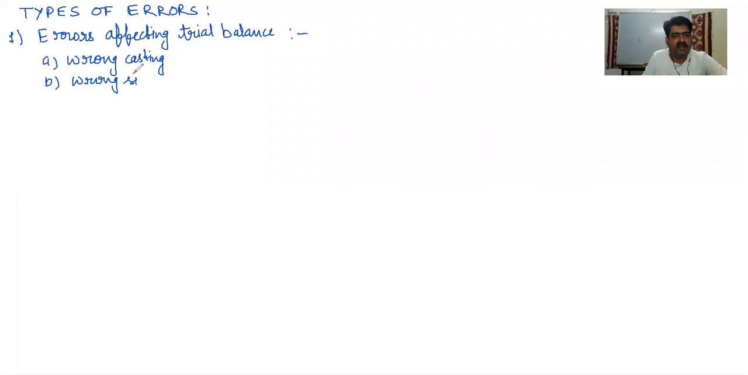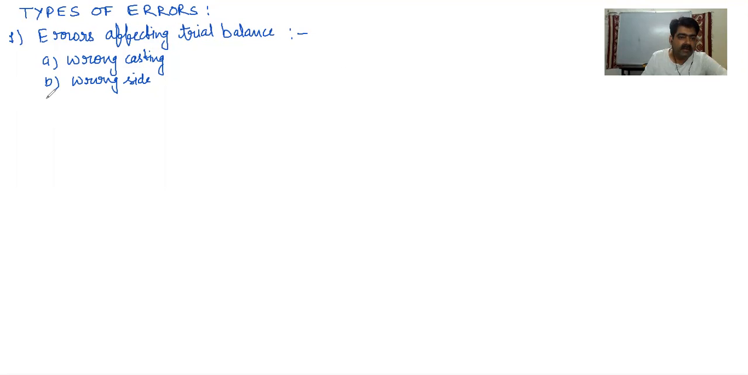Now, suppose we have purchased goods from X. So our journal entry will be purchase account debit to X, and we have to write the transaction in purchase account at the debit side and in X's account at the credit side. But in place of writing it in the debit side of purchase account, we have written it on the credit side. So the balance provided by the purchase account will be wrong. In this condition, again, the total of trial balance will not tally.